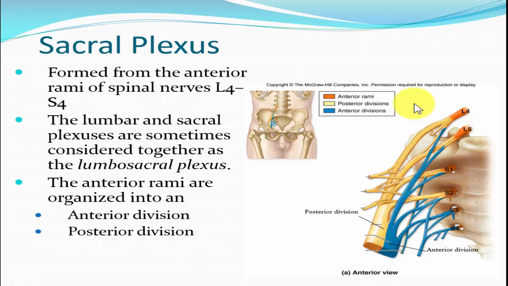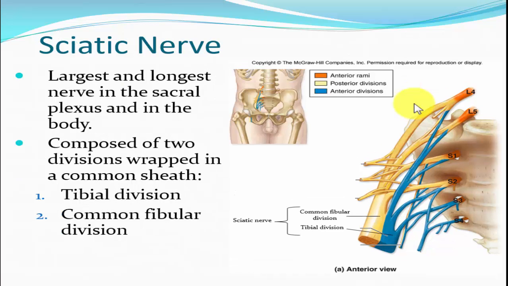The sacral plexus is formed from the anterior rami of the spinal nerves L4 through S4. The lumbar and sacral plexuses are sometimes considered together as the lumbosacral plexus. The anterior rami are organized again into anterior and posterior divisions. One of the largest and longest nerves in the sacral plexus and in the body is the sciatic nerve.